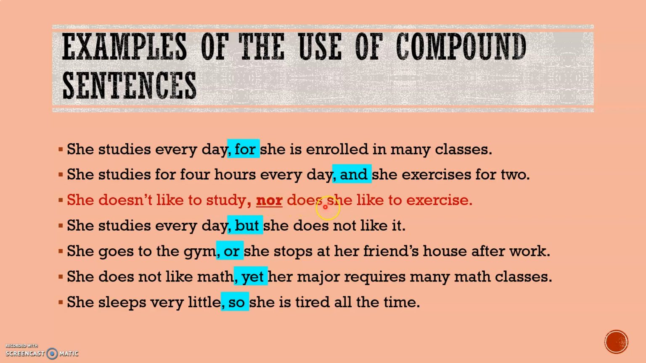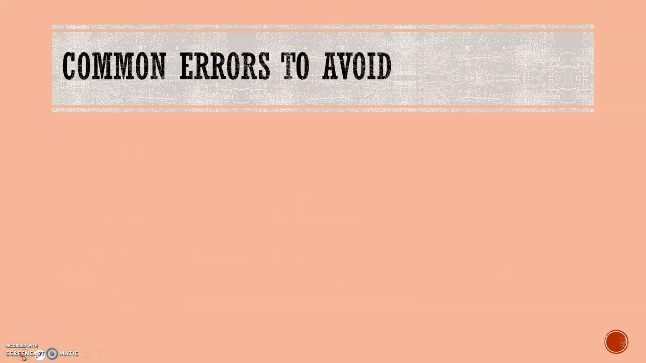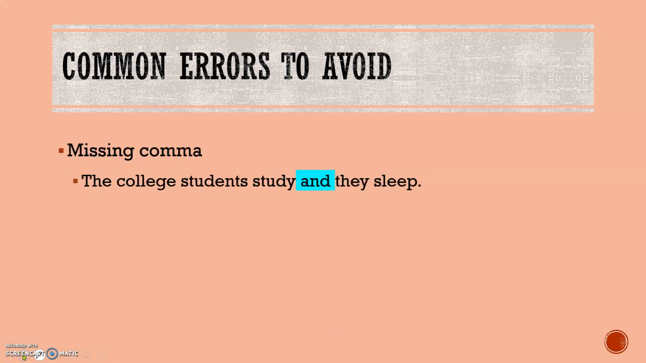And then we kind of flip it. So instead of she does, it's does she, nor does she like to exercise. So using nor means that both independent clauses have a negative meaning. Some common errors to avoid. So missing commas. The college students study and they sleep.